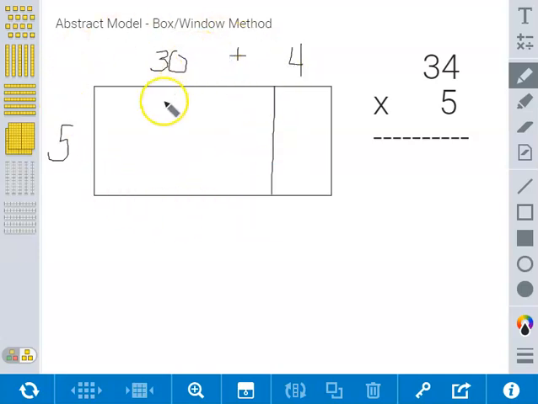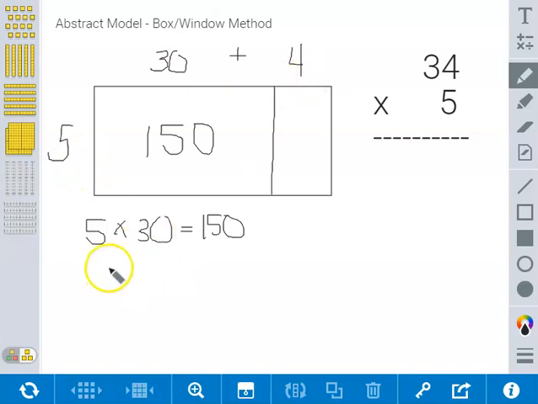Using our box and window method, we are going to start with taking 5 multiplied by 30, which gets us to 150. And I'm going to fill in the product up here in our box and window method. Next, we are going to show 5 times 4, and 5 times 4 gives us a product of 20, which I will also write up here. Because we are using partial products, I'm going to move all of my information onto our algorithm.